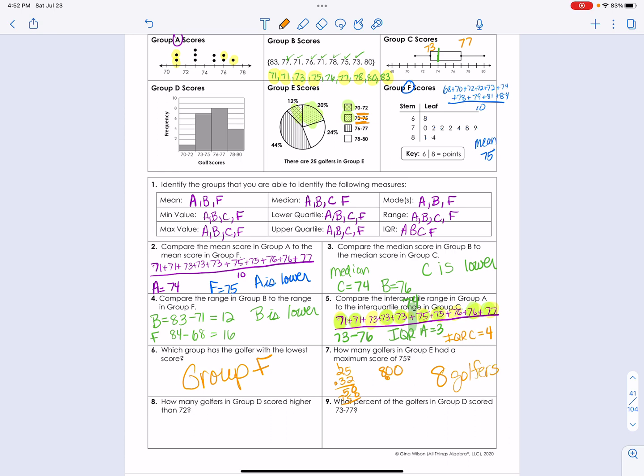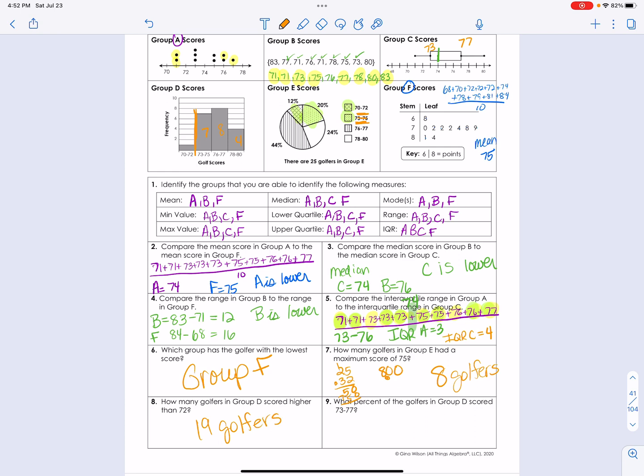Okay, how many golfers in group D scored higher than 72? So 72 in group D would be right here. So that is 7 golfers, 8 golfers, and 4 golfers. So that's 19 golfers. So I'm able to add that up pretty easily.